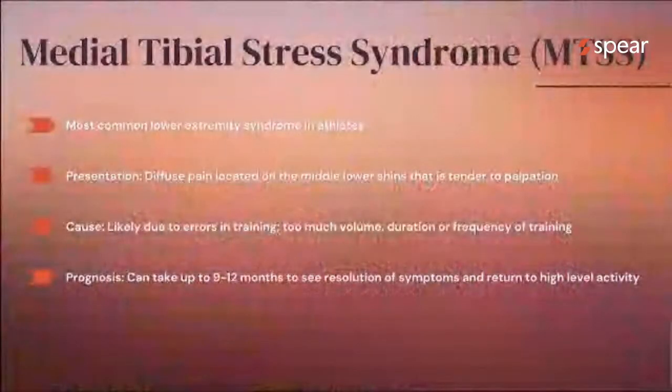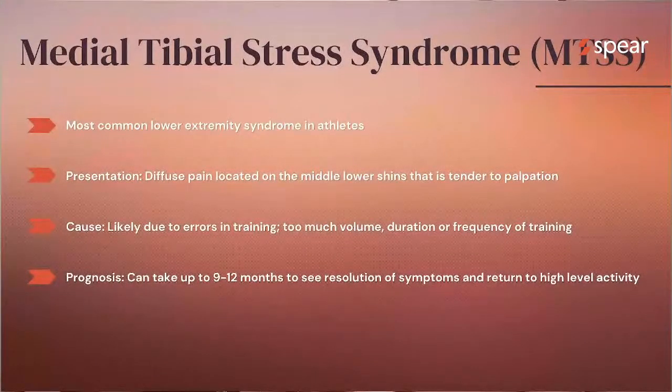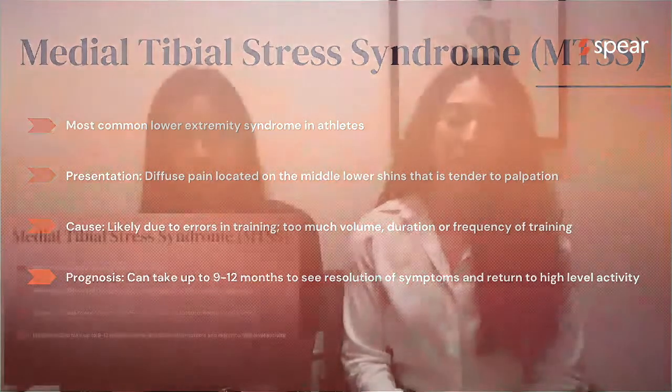So in our first slide about the diagnoses, we'll be talking about medial tibial stress syndrome, otherwise known as shin splints. This type of shin pain is going to be pain that's located on the middle portion of the lower leg of the shin bone. This is common with runners, dancers, military personnel. It can also occur with non-athletes as well. It's just more common with athletic populations and runners.